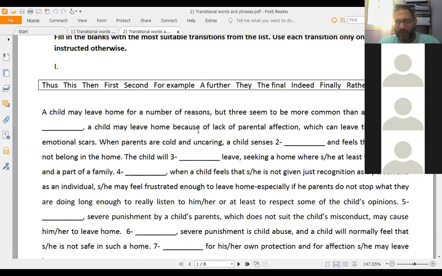Now, here, for example, you have a paragraph. I'm giving you time to use those words up there in that paragraph. I can give you 3-4 minutes to think, and then I will discuss the answer with you. If you have a piece of paper in front of you, write the answers for number 1, 2, 3, 4, and so on. You have thus, this, then, first, second, for example, a further, and they, the final, indeed, and so on.